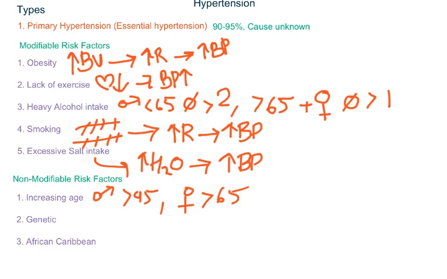Genes also play an important role in the development of hypertension. It runs in the families. So if the parents have it, then their children are at increased risk of developing hypertension. The Afro-Caribbean people are salt sensitive. So in this way, they will retain more water, causing increase in blood pressure. These were the risk factors for primary hypertension.